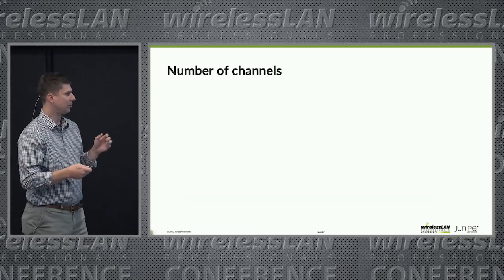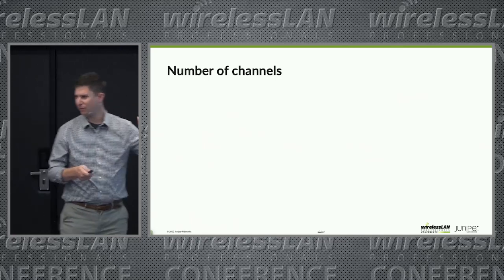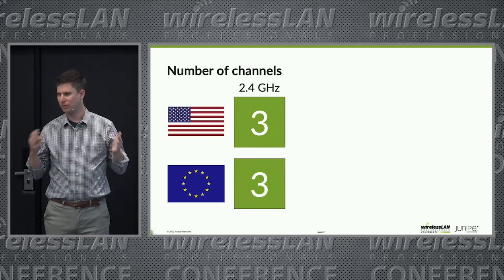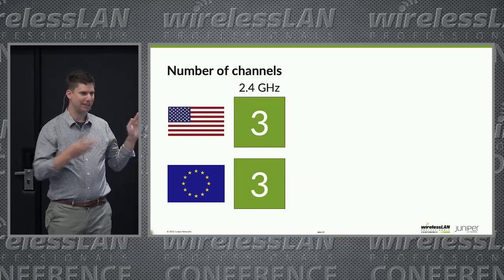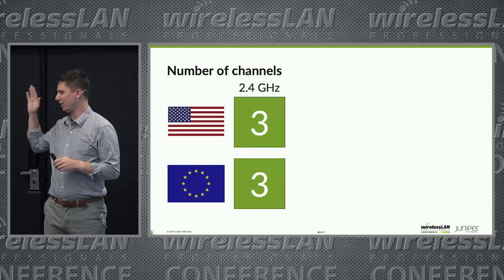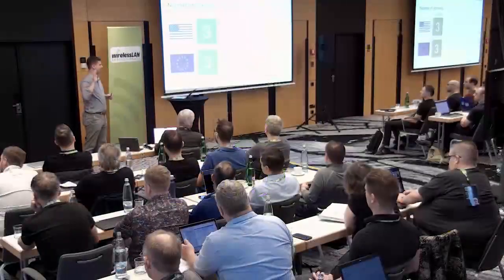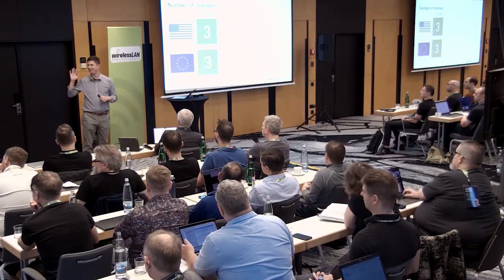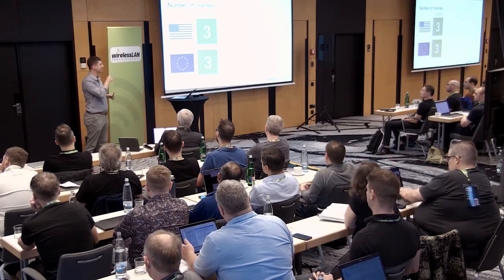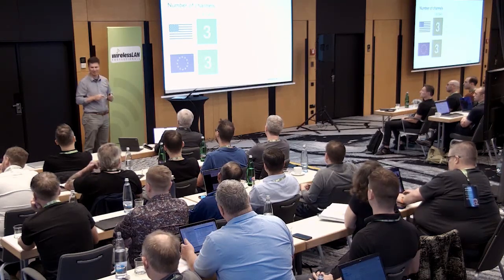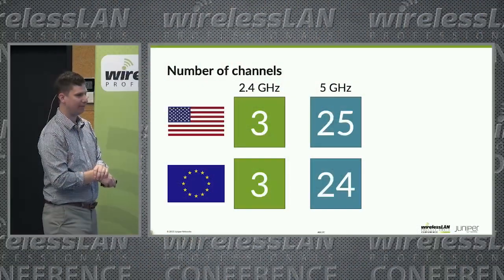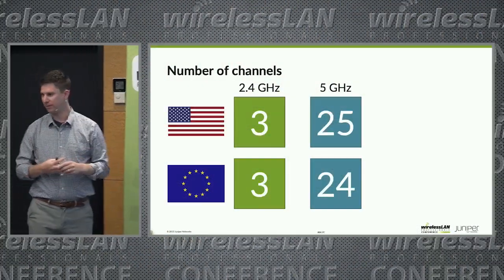And so here's a little quiz. In 2.4 we have 3 channels. I know some people do 4 channels in Europe, but I'm going to say 3 channels. I'm curious, how many 5 gig channels in Europe? Because this has changed. How many channels? What is it? 24? That's a good guess. Okay, it's 24. So in the US, we have 25. Channel 144 is the difference.